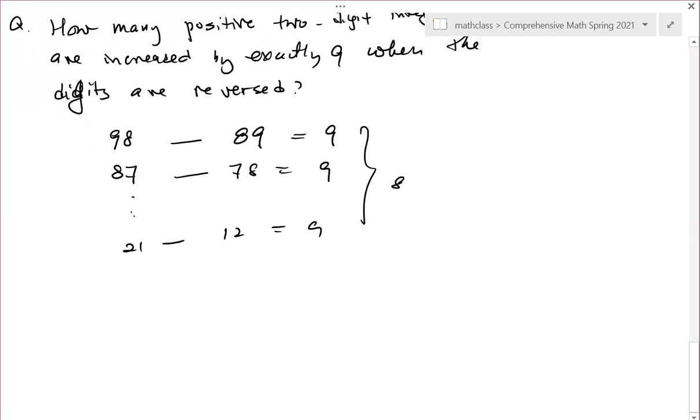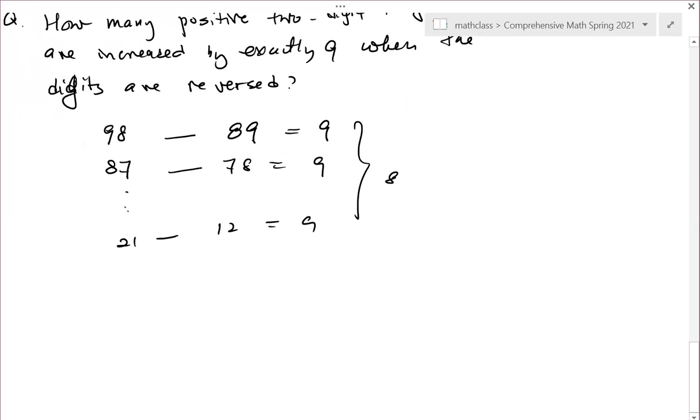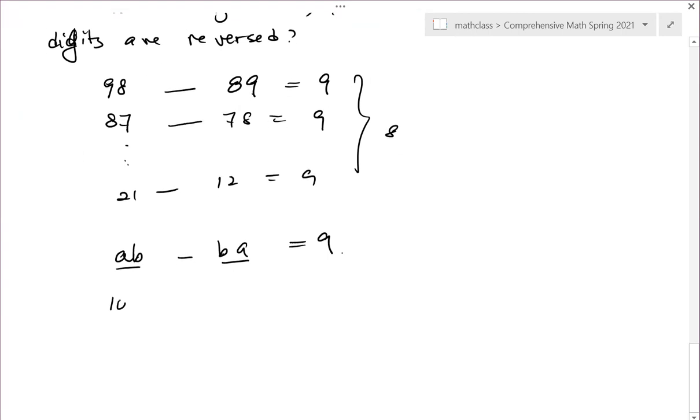Okay, in order to solve this problem completely, you have to look at the general case, AB, that's 2 digits, minus BA, right? That should be equal to 9. But AB is going to be 10A plus B. And here BA is 10B plus A, okay?